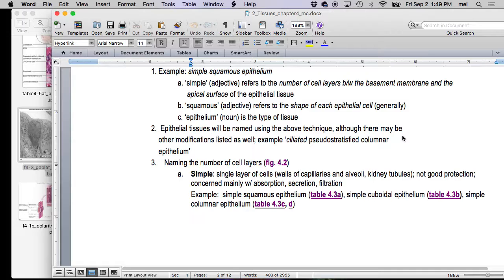Go ahead. What's an example? Where can you find simple cuboidal? Simple cuboidal epithelium is found lining kidney tubules. Okay, and we'll practice that before you have your quiz. So you just have to be really specific about what you're talking about, where they're going to be found.